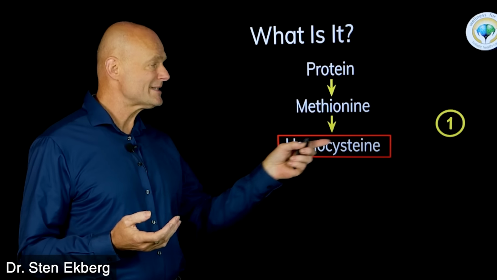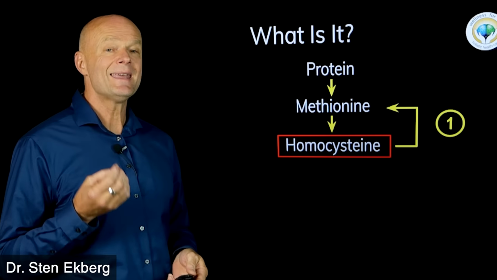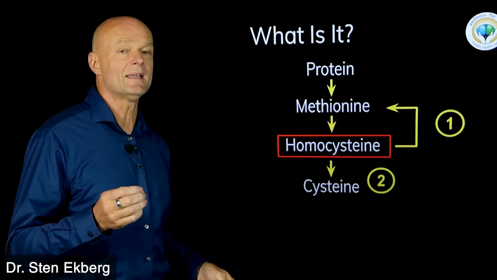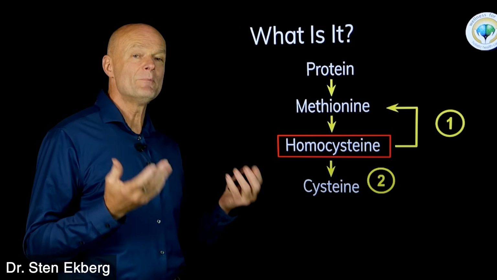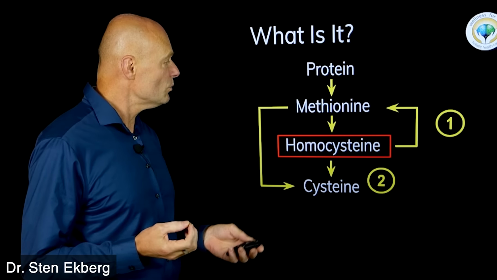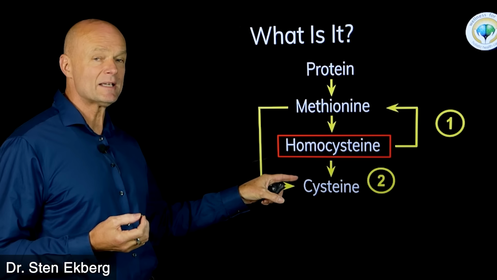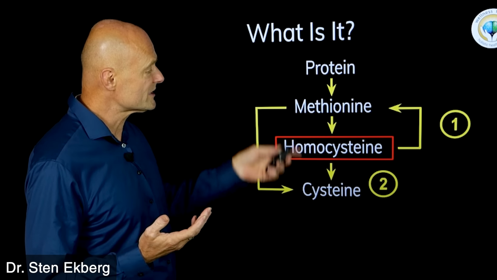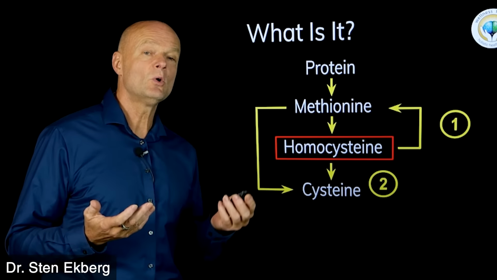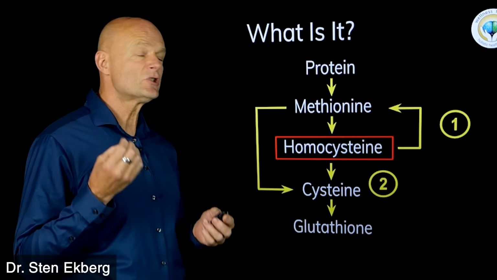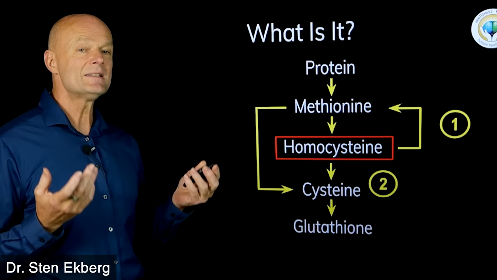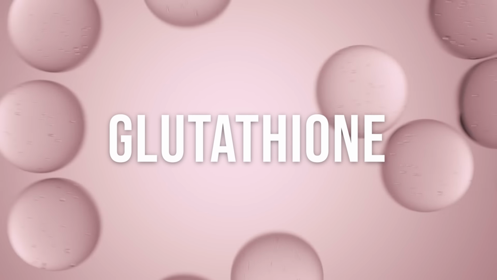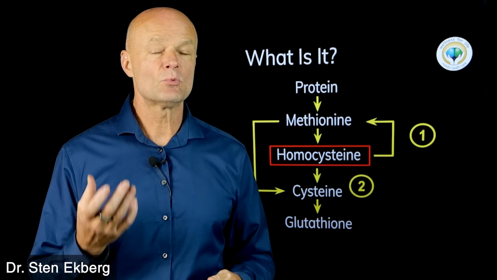The first one is that we simply recycle it and turn it back into methionine. The second one is that we turn it into something called cysteine, which is an amino acid that is a very important building block. And we can also bypass homocysteine by turning methionine into cysteine via another pathway. And if this pathway works the way it's supposed to and doesn't get stuck, now all is well, because cysteine is super important for the liver and for detox, and it is the main building block for glutathione, which is the body's number one antioxidant and free radical defense.